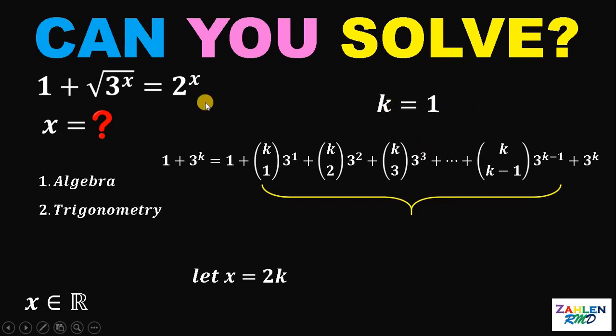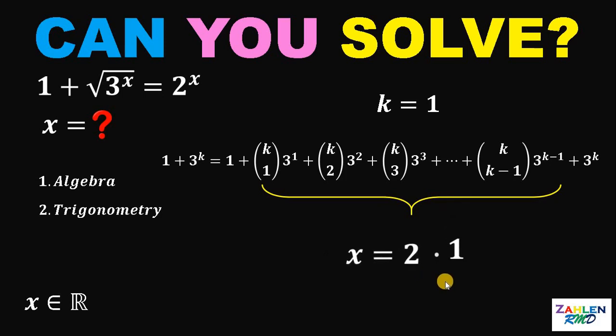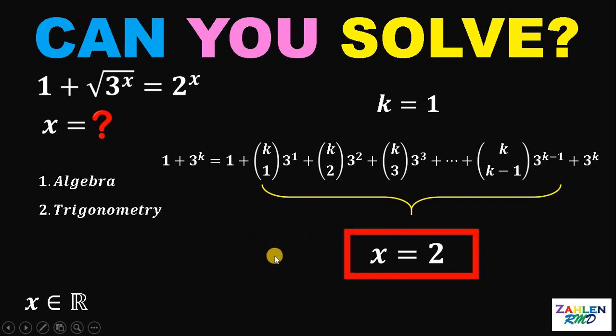If k equals 1, the left-hand side is just 1 plus 3 raised to 1, and on the right-hand side, this is just 1 plus k choose 1 times 3 raised to 1. And both sides are just equal to 4. Therefore, k must be equal to 1. And since x equals 2 times k, therefore x must be equal to 2 times 1, and 2 times 1 is just 2. Therefore, using algebra, we get that the value of x must be equal to 2.